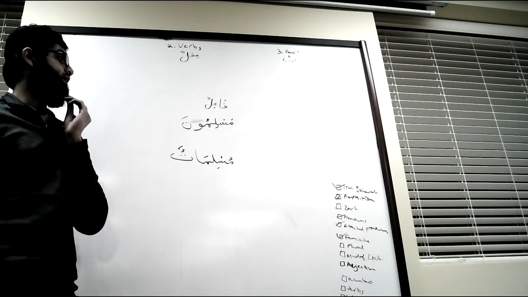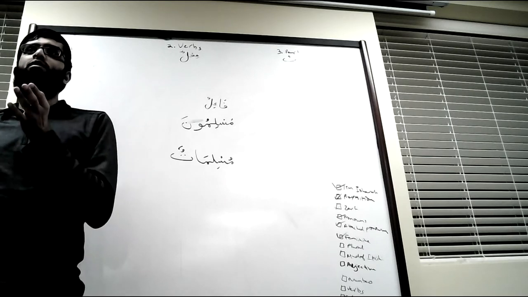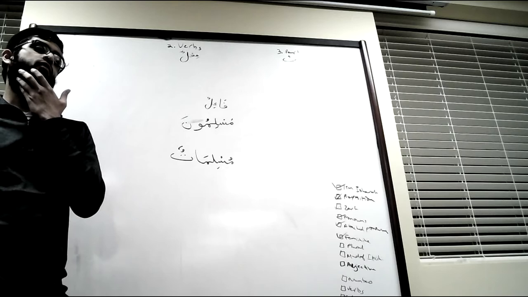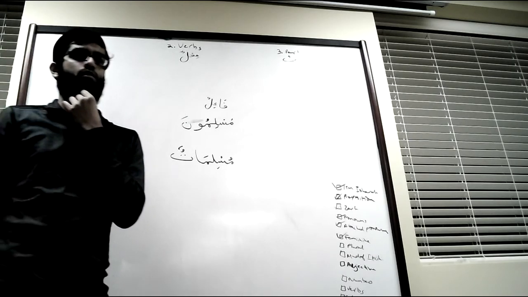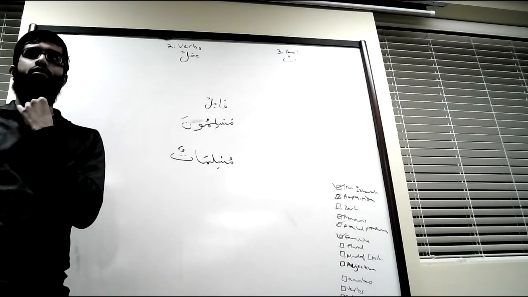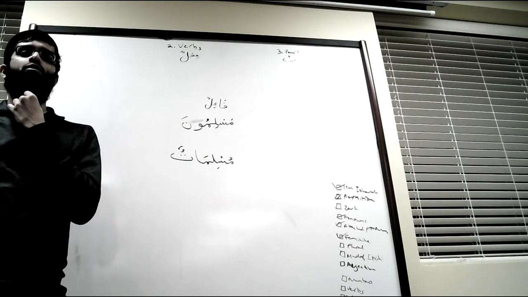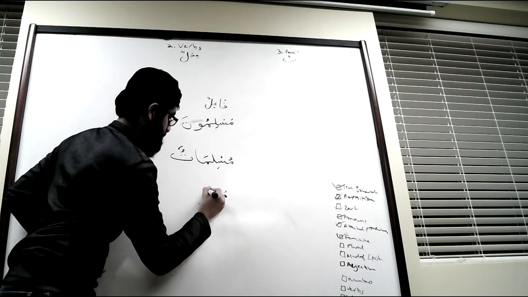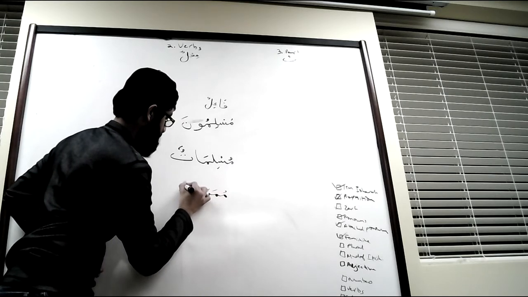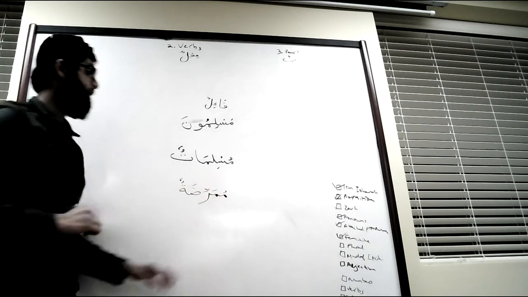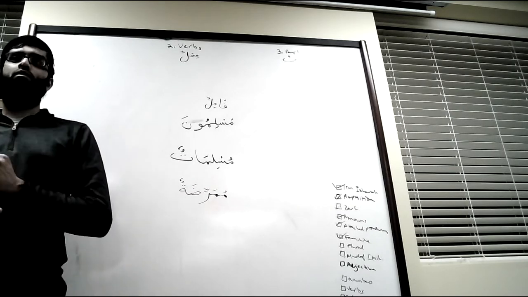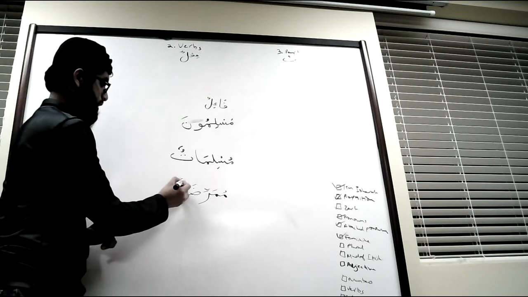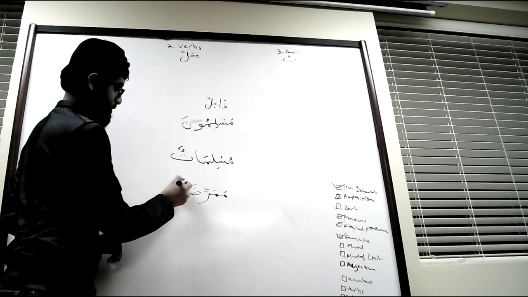So how do I say female students? Talibat, right? How do I say female nurses? How do I say nurse? Mumarridatun. Okay, so now make it plural. Mumarridatun. So you just add alif and a ta.